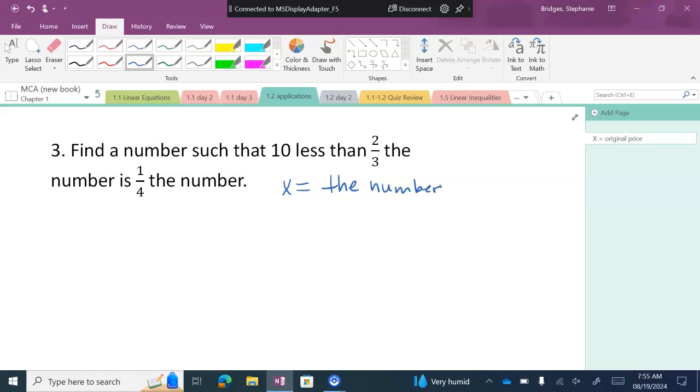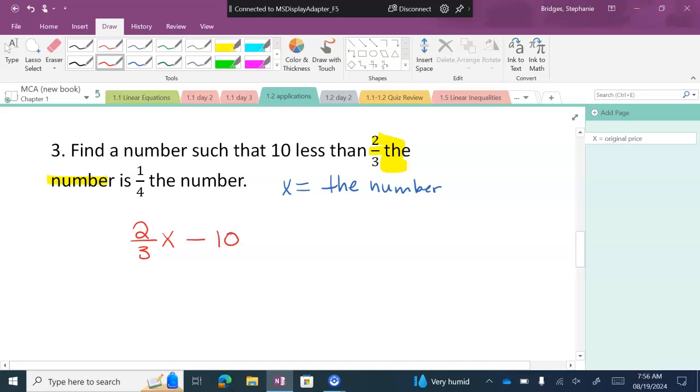Okay? What are we 10 less than? 2/3 the, 2/3 what? The number. How do I find 2/3 of something? What'd you say? Close. Multiply. Think about last time when we found 15% of the original price or 10% of the original price, we multiply those. So 2/3 of a number is going to be represented as 2/3 times X. It's how much less than that? 10. So then we're going to put minus 10.